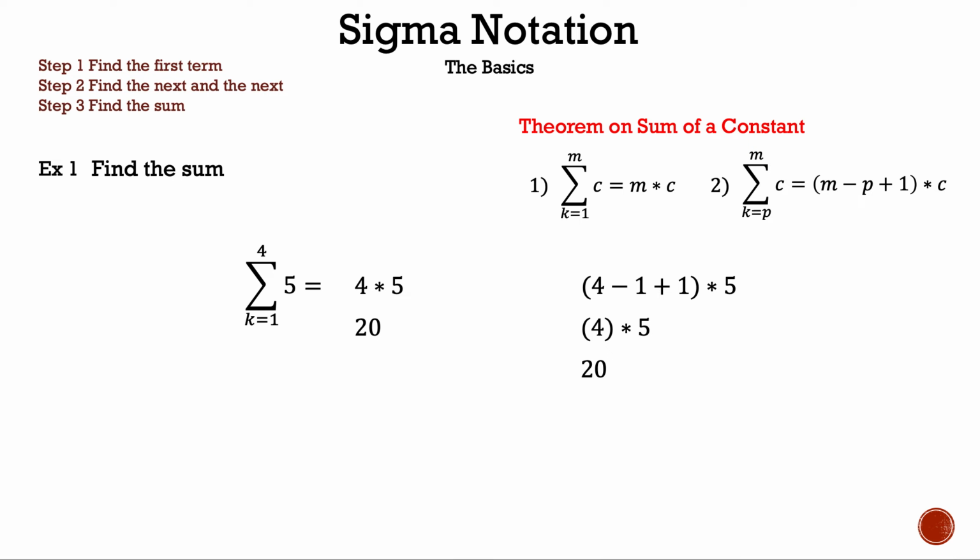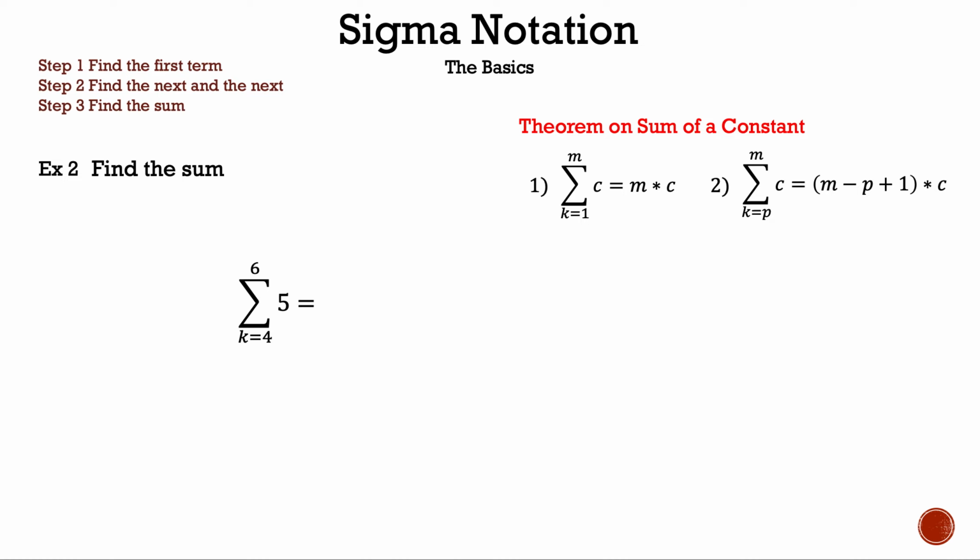Now, let's use the plug and chug method. Our first term is 5. Our second term is 5. Our third term is 5. And our fourth term is 5. So we have 5 plus 5 plus 5 plus 5, which is 20. That is the third way to find the sum. Which method do you prefer? The first one, the second one, or the third one? They all gave us 20. That is example 1. Let's move on to example 2.